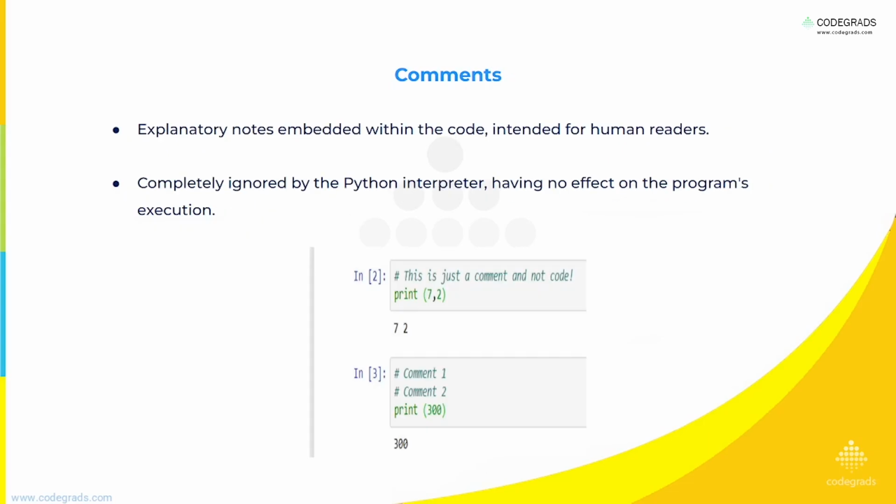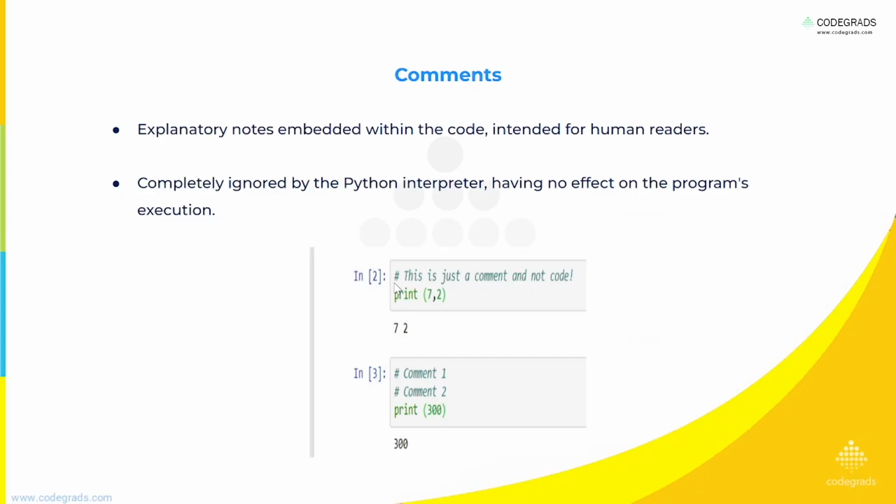Now next are comments. These are explanatory notes embedded within the code, intended for human readers, and they are completely ignored by the Python interpreter, having no effect on program execution. Comments are just lines that are ignored by the Python interpreter, used to explain the code and improve readability, and a comment starts with the hash symbol.